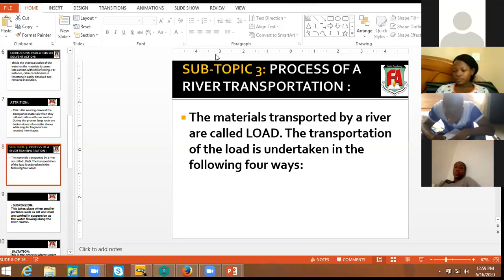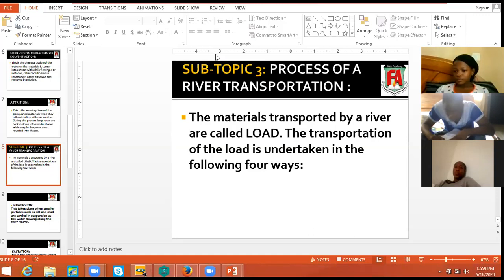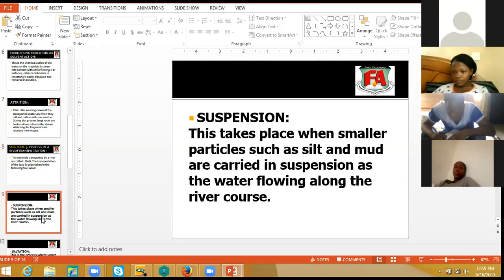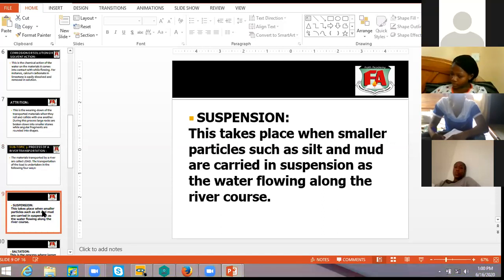Now, for the process of river transportation, the material transported by a river is called load. The transportation of the load is undertaken in 4 ways. 1, we have suspension. Suspension takes place when smaller particles, such as silt and mud, are carried in suspension as the water flows along the river. You know what mud is. Mud is like a marshy area that is filled with clay.